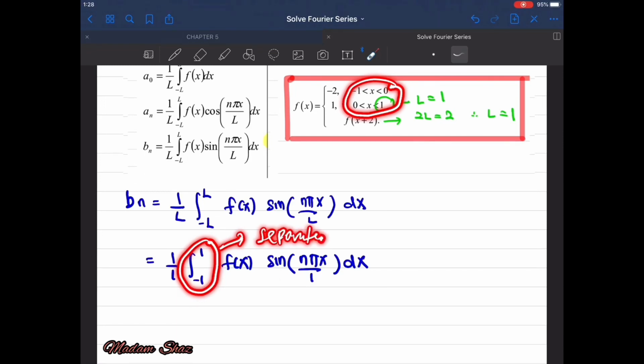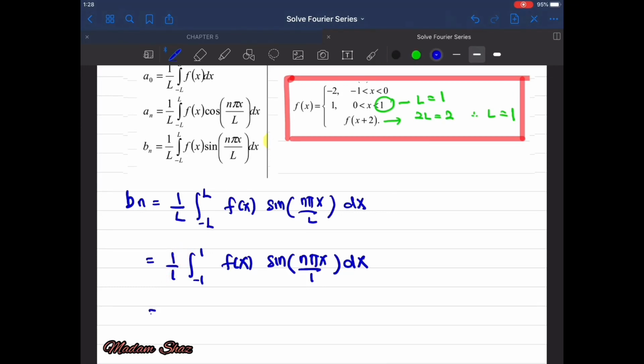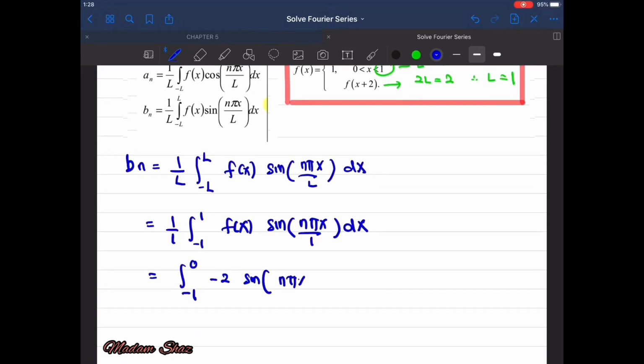according to the given limit. So therefore, the 1 from 1 here, you don't have to write. Integrate from negative 1 until 0. Our f(x) is equal to negative 2 sine n pi x over 1 will become n pi x, plus the limit from 0 until 1 sine n pi x dx.